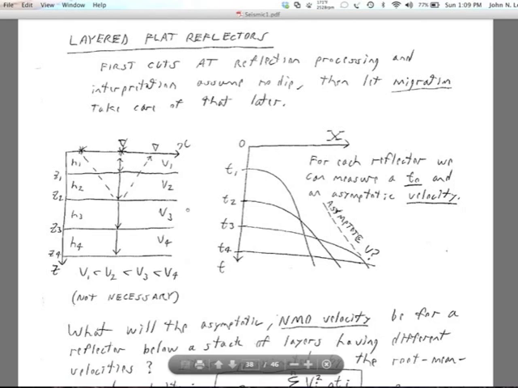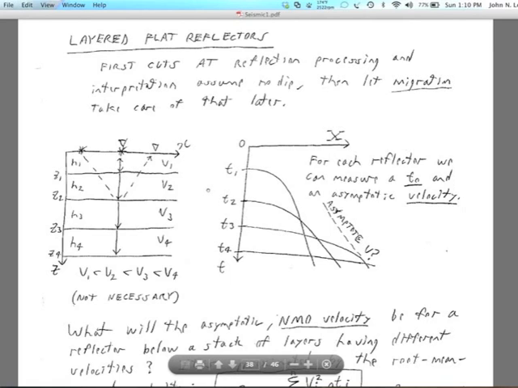Now, just to illustrate what's going on, we're going to consider that we have the uppermost velocity V1 being less than the next one, V2, which is less than the next one, V3, which is less than the next one, V4. That's not necessarily the case. Reflection will work, and we can determine these velocities, V1, V2, V3, V4, even if V1 is the largest velocity and velocity decreases with depth, or if there's an isolated low velocity zone or an isolated high velocity zone. All that will work, unlike with refraction.